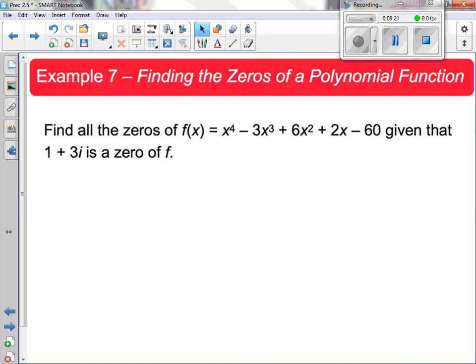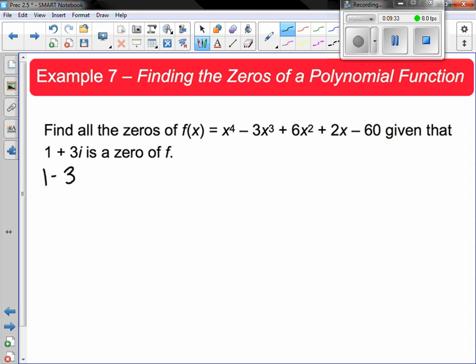Find all the real zeros for this, given that this is a 0. So I also know that 1 minus 3i is a 0. So I know that both of these are zeros. There are ways to use synthetic division to do this. There are ways to do that. I'm not going to do that.